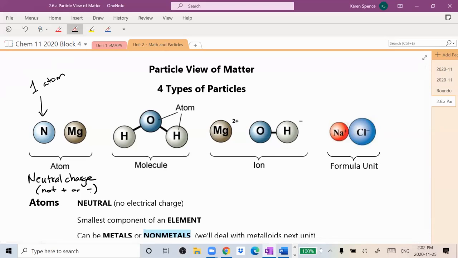You can have a molecule. How does a molecule compare to an atom? What's different about a molecule compared with an atom? Yeah, it's at least 2 or more atoms stuck together. Do you remember the term covalent bond? This bond here is a covalent bond.